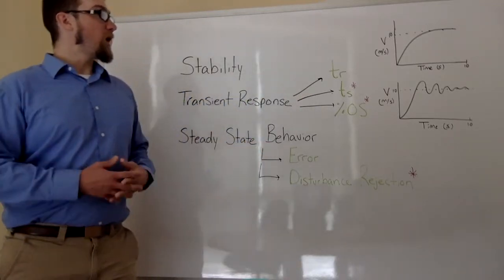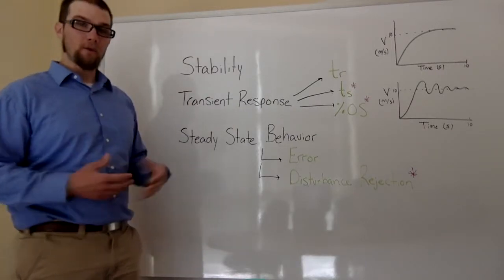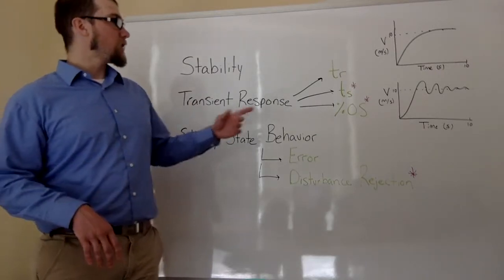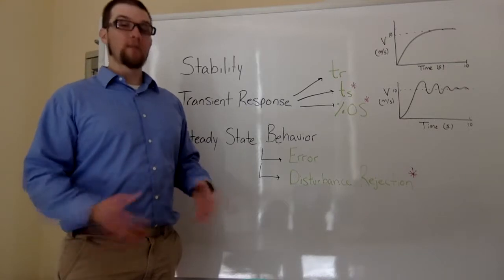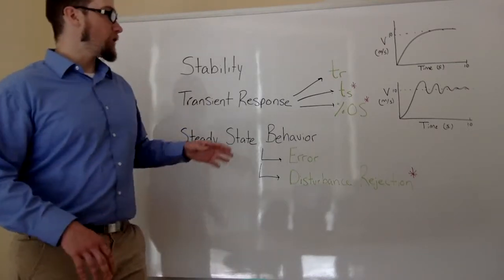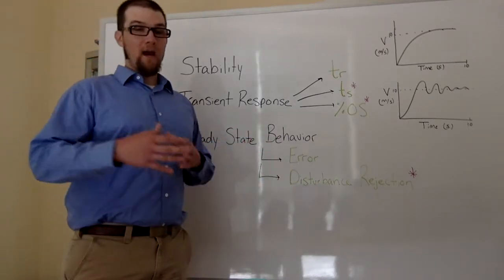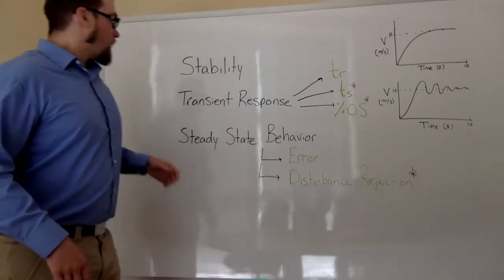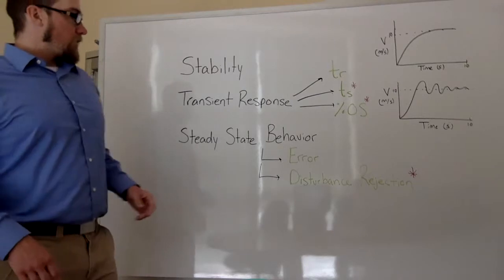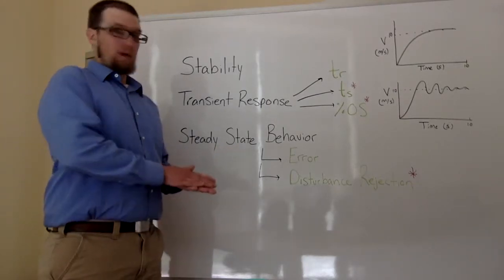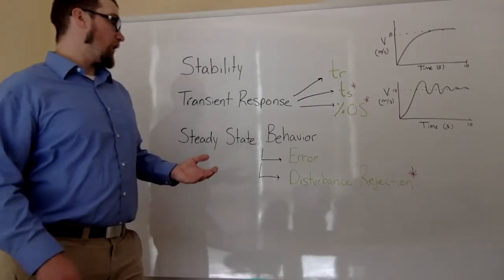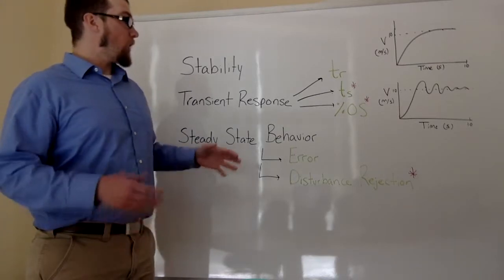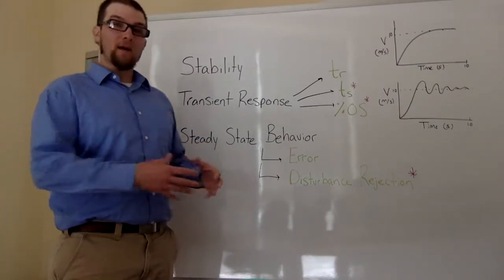Rise time is how quickly does your system get to your desired velocity. Settling time is how long does it take your system to settle on that velocity. And overshoot is how much oscillation do we have on that velocity before we reach our desired velocity. Steady state behavior, we need to consider our error, how close to our desired behavior we want, and disturbance rejection, how well can our system combat any outside forces.